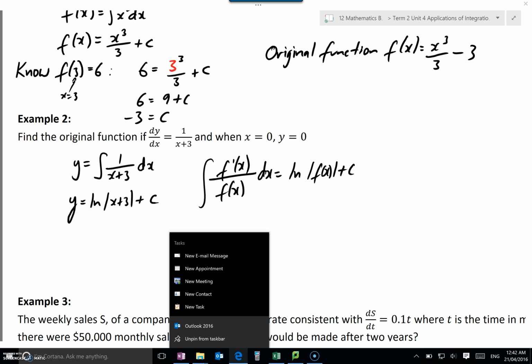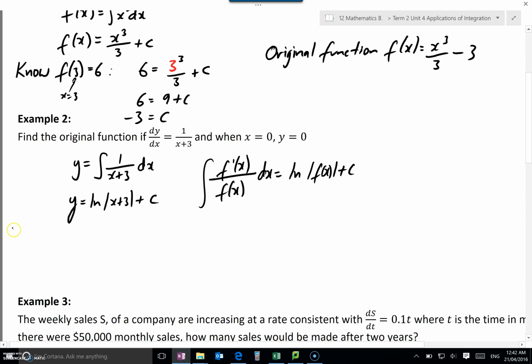Again, I'm not happy with this plus c here. I want to use the information that I know. I know when x equals 0, y equals 0. So I'll substitute those two values in to try and find this c value. 0 equals natural log of the absolute value of 0 plus 3, plus c. Yes, there should be an absolute value around it. So 0 equals natural log of 3, plus c. The c value will be negative natural log of 3.